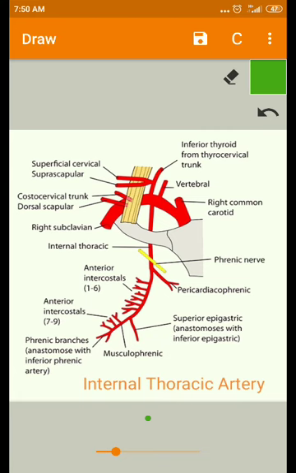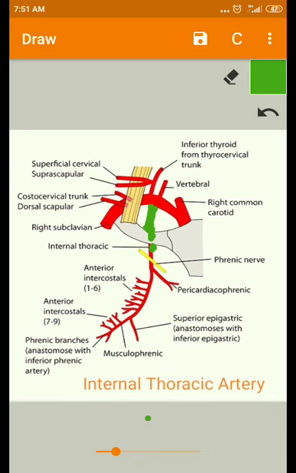Now, this internal thoracic artery arises from the inferior aspect. So here you can see the inferior aspect of the first part of the subclavian artery. This origin lies 2 centimeters above the sternal end of the clavicle. This is the sternal end of the clavicle. This artery runs downwards, forwards and medially, behind the sternal end of the clavicle.